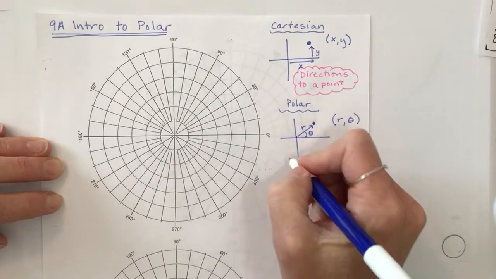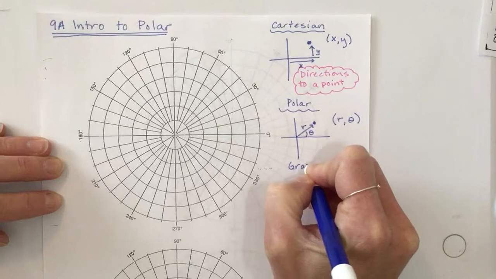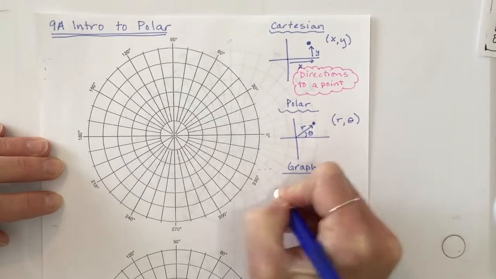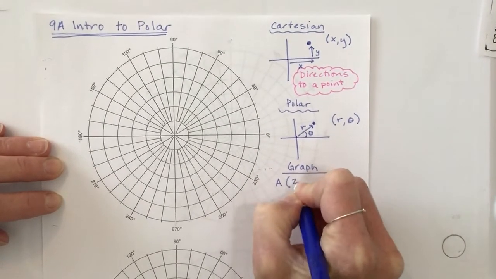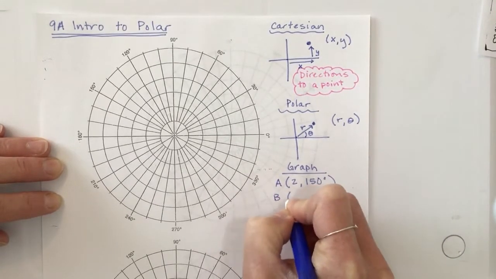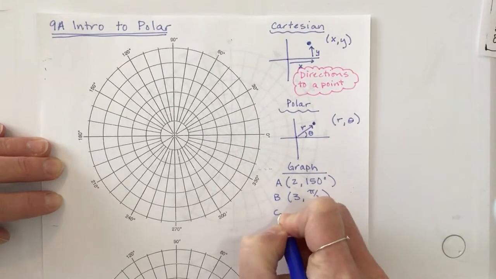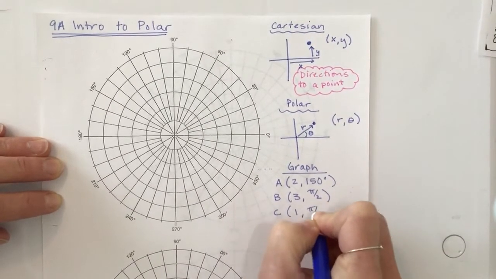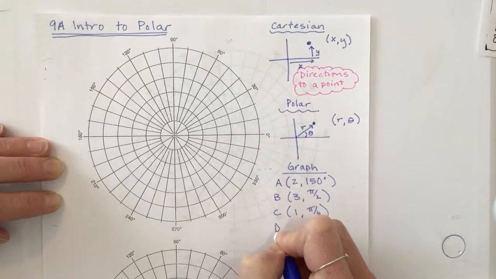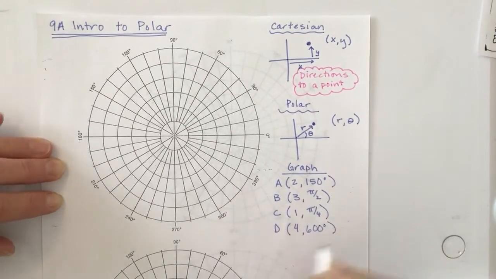So let's say, like on your homework tonight, they're going to give you some points to graph. So let's say we're going to graph point A is (2, 150). Point B, (3, pi over 2). C, (1, pi over 4). And let's do D for (4, 600 degrees), say.